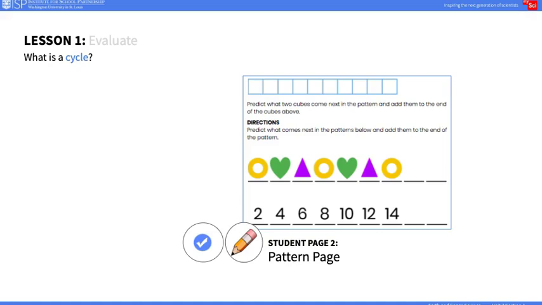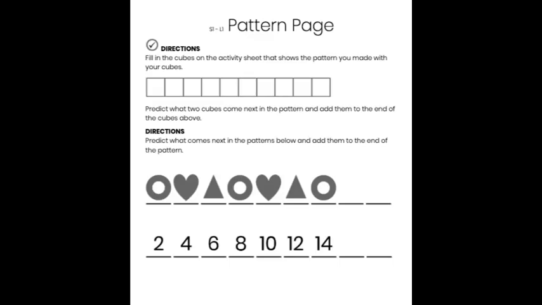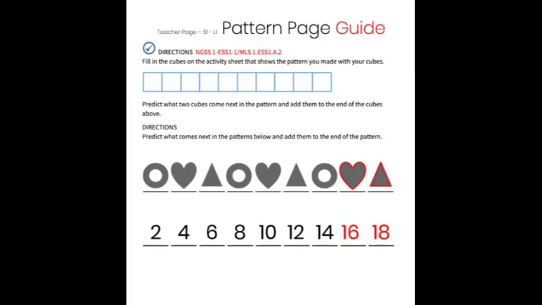In the Evaluate, review the new vocabulary terms, cycle and pattern. Ask about cycles and patterns that students know about. Then direct their attention to Student Journal page 2, Pattern page, showing the pattern that they made with their cubes. Then have students work with a partner to predict and draw what cubes come next in the pattern. Teacher guidance for this page is found on Teacher page 3.